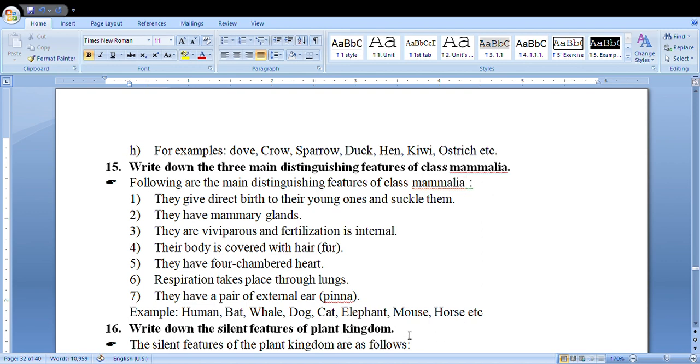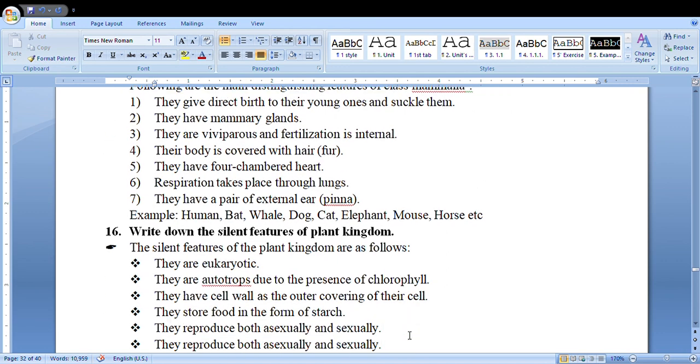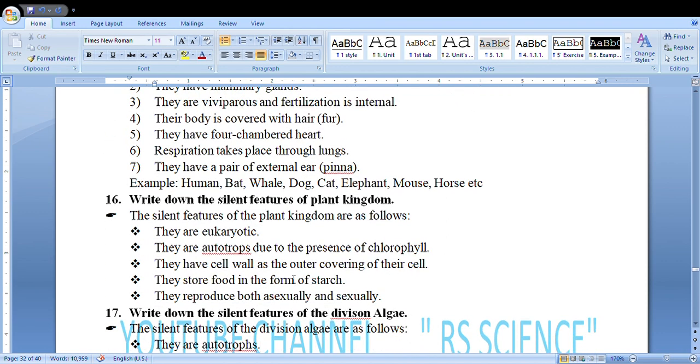Salient features of plant kingdom. They are eukaryotic. Eukaryotic means developed cell with true nucleus. They are autotrophs due to presence of chlorophyll. Autotroph means they can synthesize their food by themselves with the help of inorganic materials, carbon dioxide, water, etc.